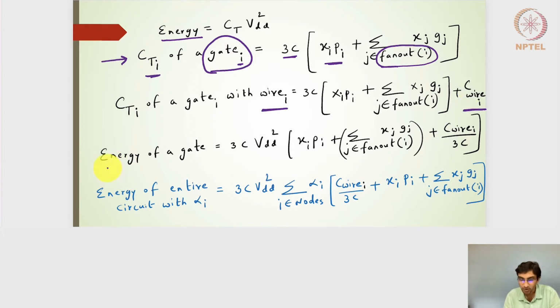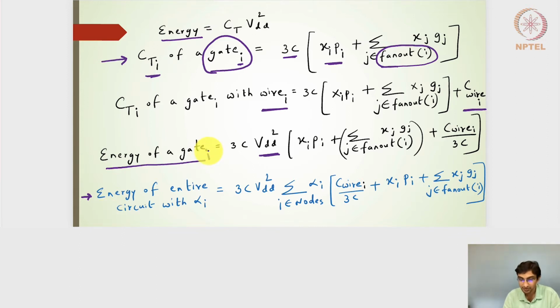And finally, if I want to find out the energy of the gate i or the output node of the gate i, then it will be multiplied by VDD square. So 3C multiplied by VDD square, and then we have this expression. This part gives us the parasitic capacitance. This part gives us the input capacitance of the subsequent stage, and this one will give us the wire capacitance.